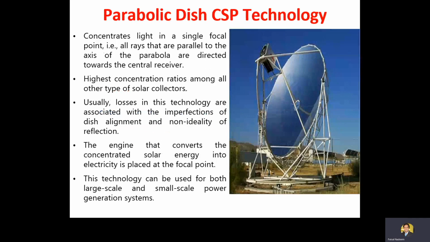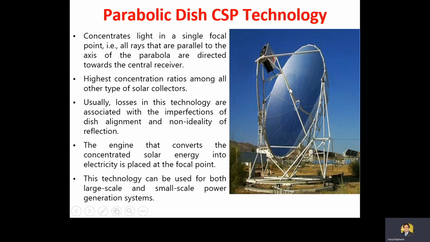Now, the third form of solar thermal technology is the parabolic dish concentrated solar power technology. This technology has a single focal point. When the sun rays are incident on this parabolic dish, they are reflected back to this single point, and all the rays that are parallel to the axis of the parabola are directed towards the external, central receiver. It has the highest concentration ratio among all other solar thermal technologies.